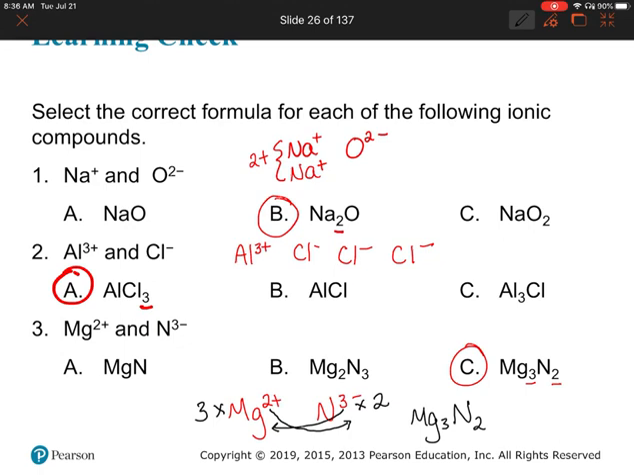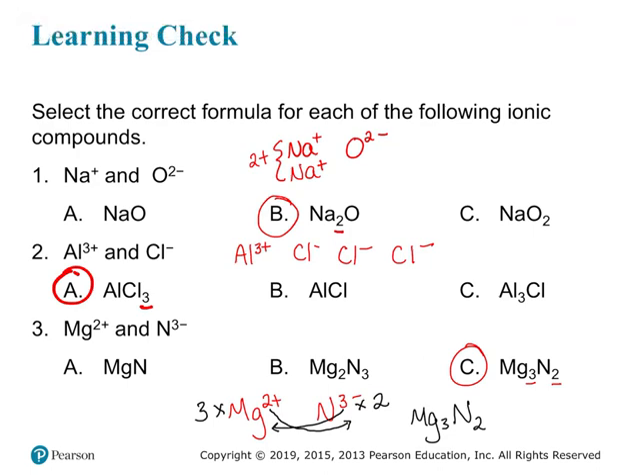But whatever works for you. If you like to draw pictures, that's totally fine. If you want to try this method where you kind of switch the charges and make them subscripts, that's also fine. Just as long as you get the same answer, whatever works. Okay, so hopefully this helps a little bit with figuring out chemical formulas for ionic compounds.